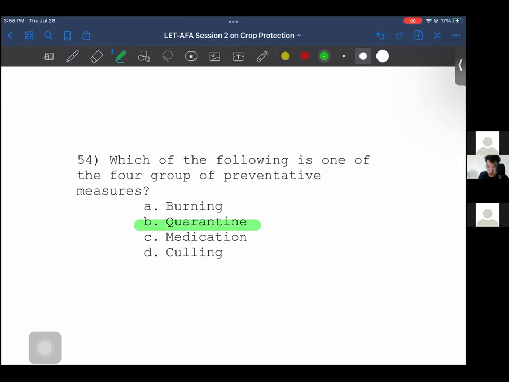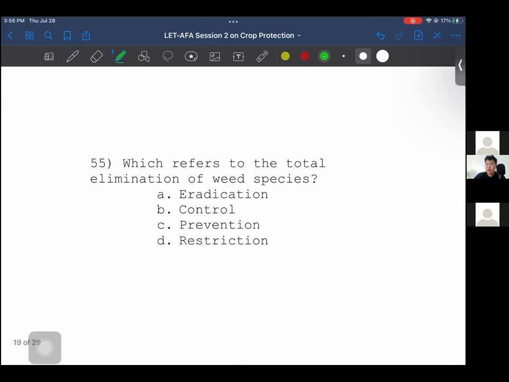Burning is more of an action, so it means eradication, elimination already. Medication is when the problem is already there and you need to medicate. Culling is why it can also apply to animal science: culling is killing of animals. So the only preventative here is quarantine. That is the key term, preventative measure. Okay, next. Time goes by so fast, it's already 4.